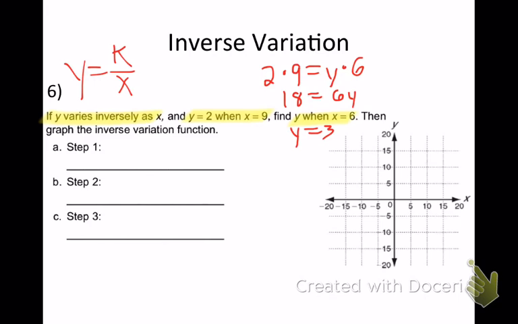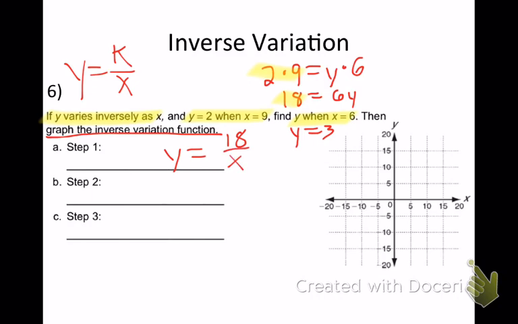So we found that. And then it says to graph the inverse variation function. Well, to graph it, I need to find the constant. Who knows what my constant here would be? Remember, if I wanted to find k, I solve for k, right? So I take x times y. Well, we already did that. What's x times y? 18. So I'm going to graph y equals 18 over x.